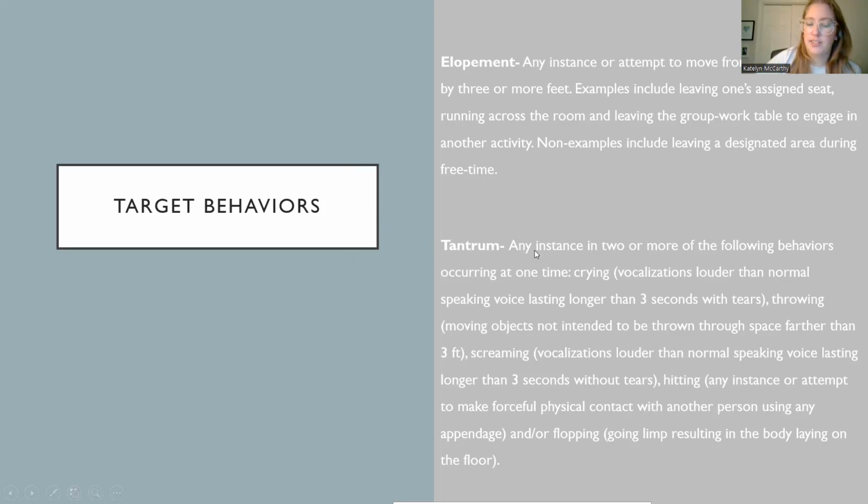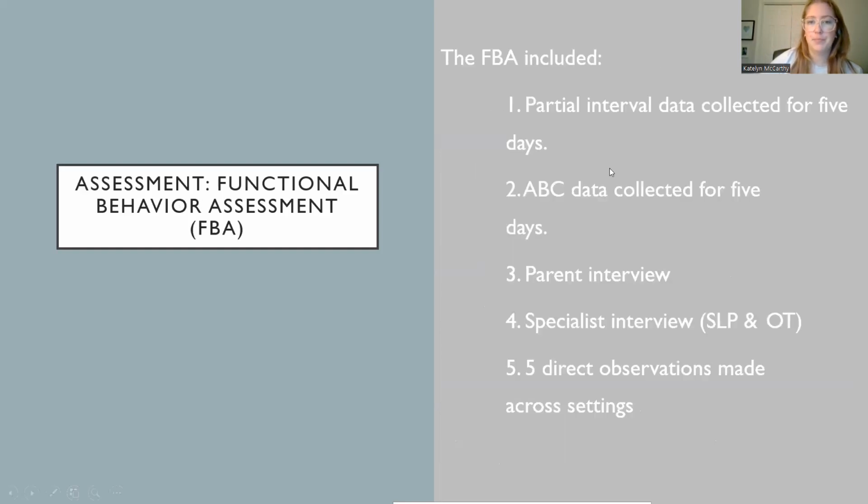Tantrum behavior in this case is a bit lengthy. It's any instance of 2 or more of the following behaviors occurring at one time. This can include crying, vocalizations that are louder than a normal speaking voice, lasting longer than 3 seconds, with tears, throwing objects, screaming, same as crying except without the tears, hitting, and flopping to the floor.